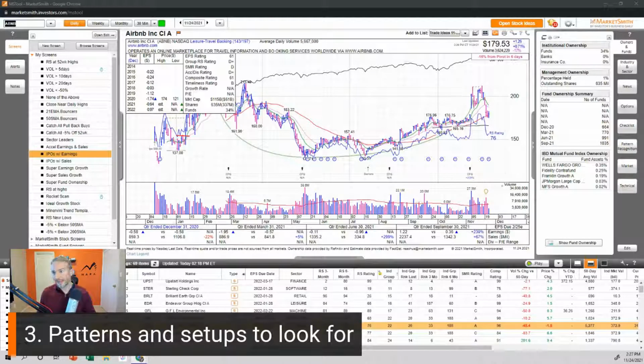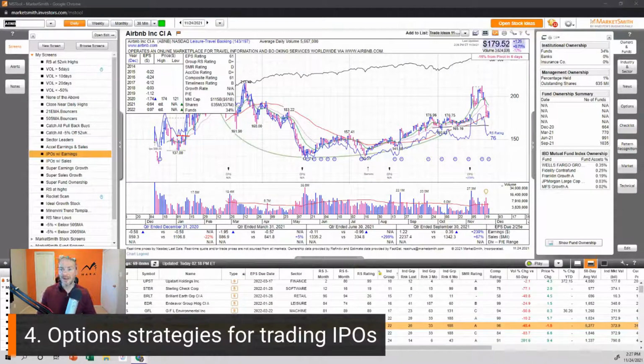Now, let's talk about some option strategies for IPOs. When you are considering option strategies for IPOs, the thing that can be a little bit challenging with options on an IPO is that oftentimes they don't have them. Sometimes you'll find options on IPOs, but it tends to be a little bit rare. So the first thing that you would need to do is to see if that IPO has options on it.